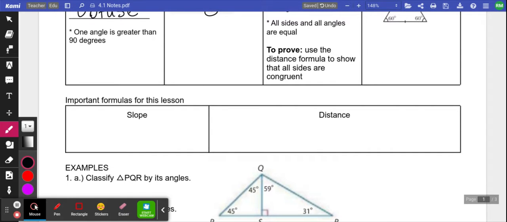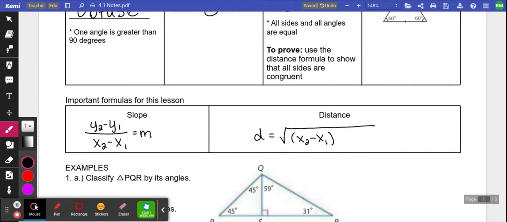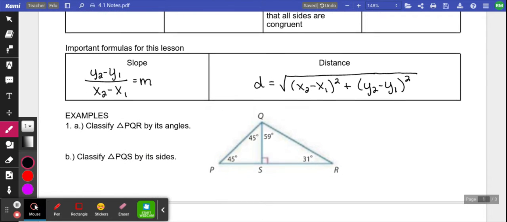Some important formulas that you're going to need for this lesson. You're going to need to remember the slope formula. That is y2 minus y1 over x2 minus x1. That is our slope formula. And then our distance formula: distance equals the square root of x2 minus x1 squared plus y2 minus y1 squared. We'll use both of these formulas in this lesson, so just good things to remember.